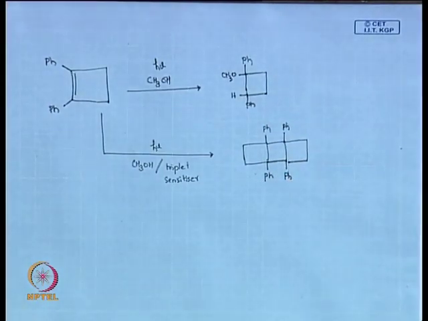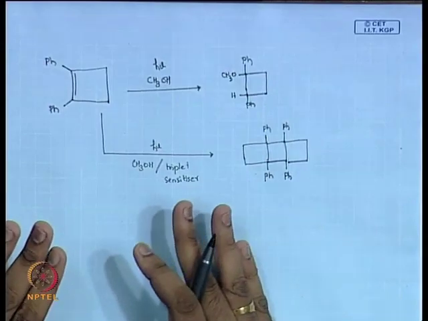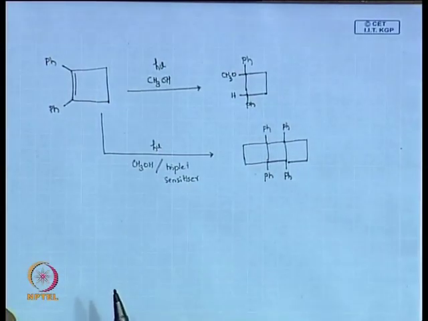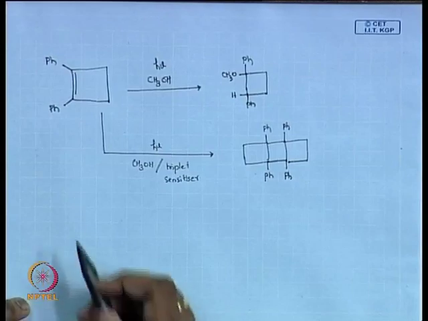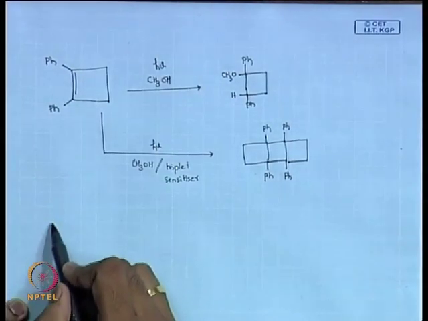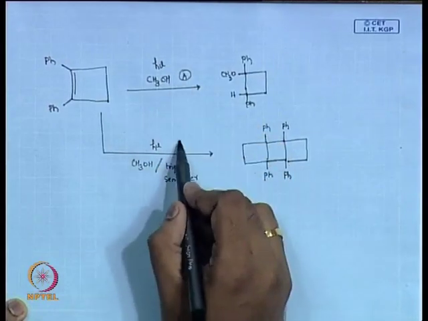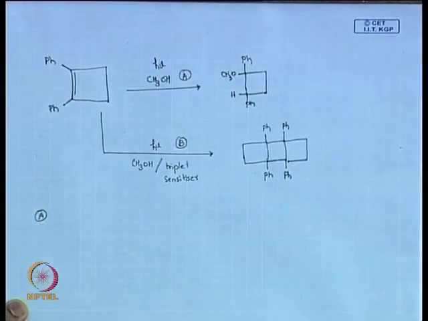Second case, I get this product. So, I'm just changing the chemistry now, just by using solvents and sensitizers. How do we get this first product? See, what happens is that we take the first, we'll consider what happens in the A.